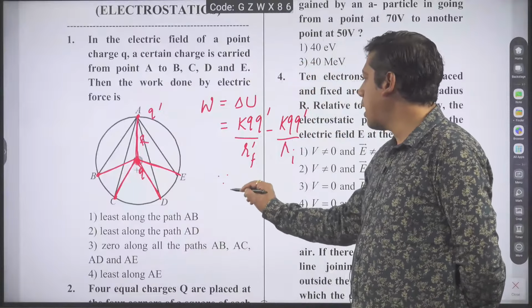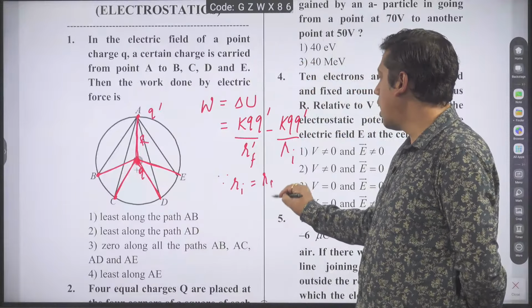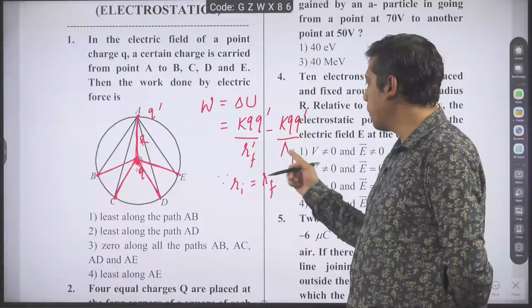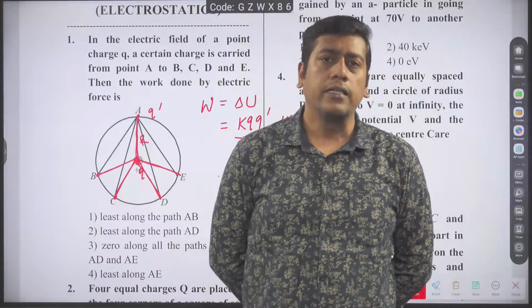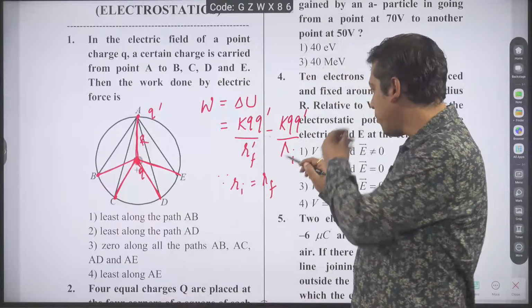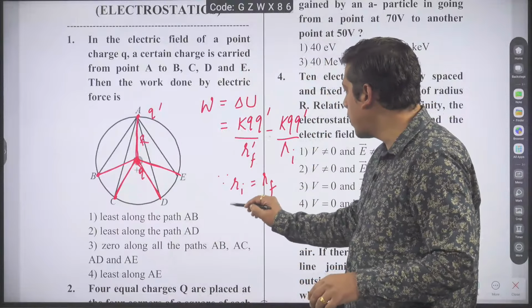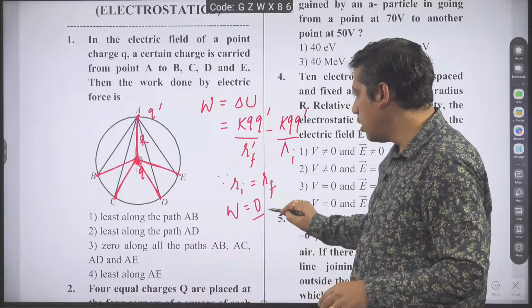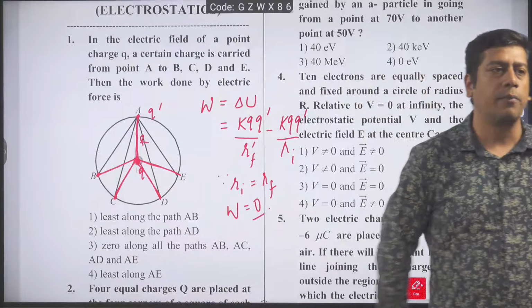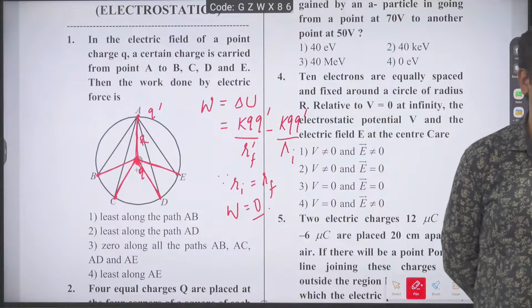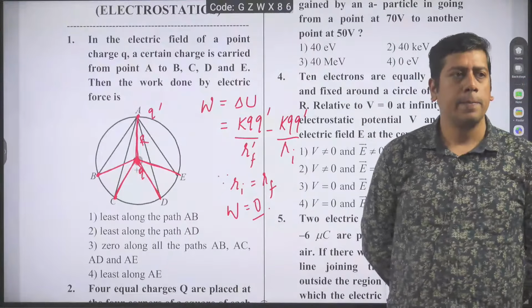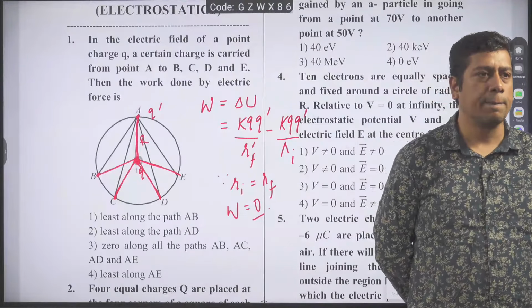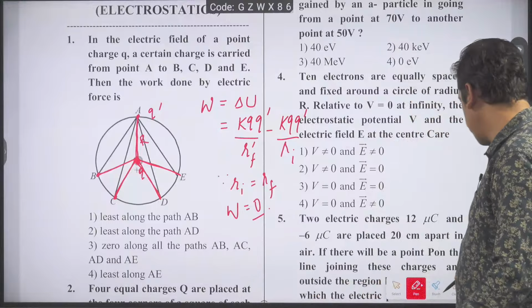Since R initial is equal to R final, let me remind you again, R initial and R final are the distances between the charges. Both distances are equal. That's why here work done will be 0. In all the paths, work done will be 0. I hope you understand this. Chalo, next question then.